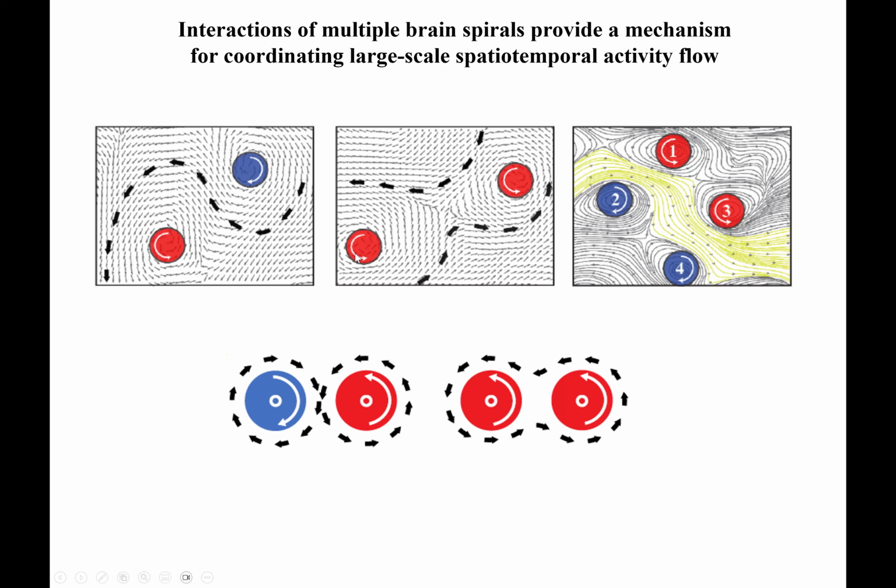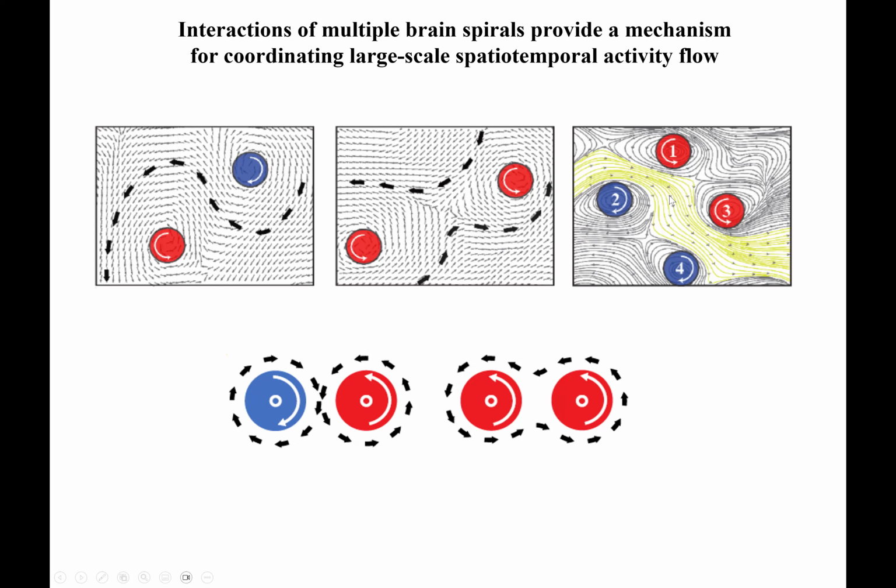So it means that these interactions can function like a gate, allowing activity to flow through this area. However, when we have two spirals with the same rotational direction, as you can see here, because of the interactions we have a saddle pattern, and then activity would be blocked away from this area. So we have activity flow in this direction, just like here, sort of like a wall, right? Preventing activity from flowing through this area.